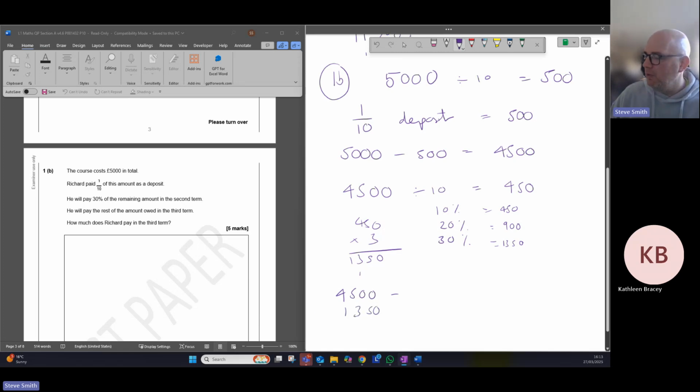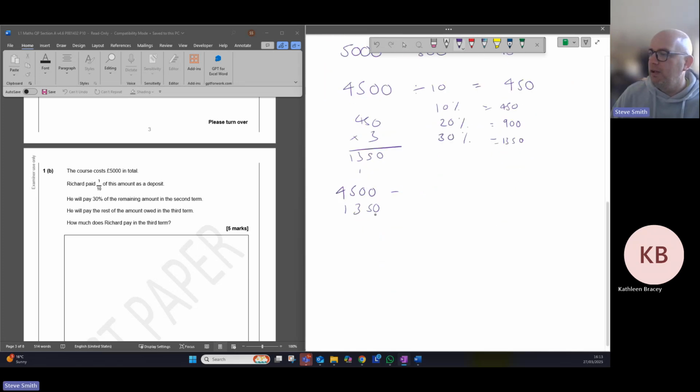£1,350. If we do that as a normal takeaway, naught take away naught remains at naught, 5 take away 5, we can't do it. So we cross the 5 out, put a 4 in its place, and park the 1 next to our 0. 10 take away 5 is 5, 4 take away 3 is 1, and 4 take away 1 is 3. So the remaining amount he's got to pay is 3,150.